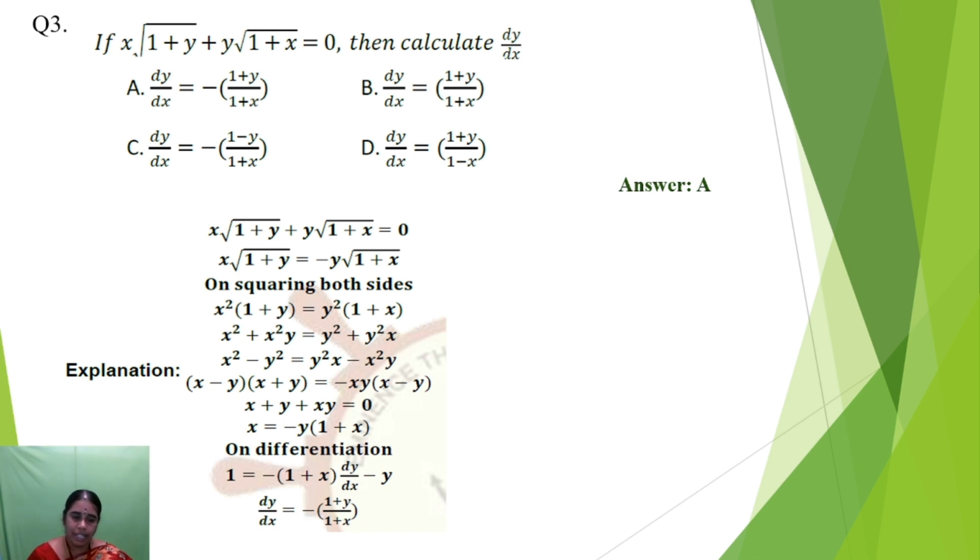On differentiating, on the right side we get y into 1 minus x, and on the left side, differentiating x gives 1. On the right side, we differentiate using the product rule, u into v dash minus v into u dash. So minus y into 1 plus x into dy by dx, minus y. Taking dy by dx alone on the left side and the remaining on the right side, we find the answer as minus of (1 plus y) by (1 plus x), which is option A. That's why the answer is A.